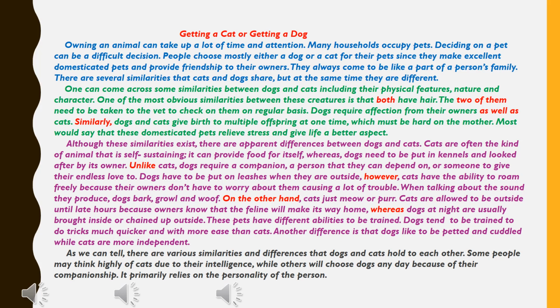As we can tell, there are various similarities and differences that dogs and cats hold to each other. Some people may think highly of cats due to their intelligence, while others will choose dogs any day because of their companionship. It primarily relies on the personality of the person.